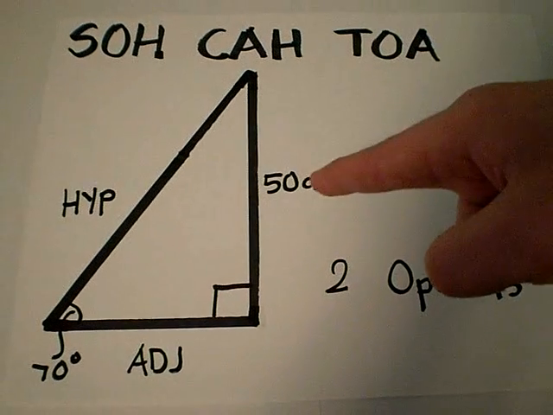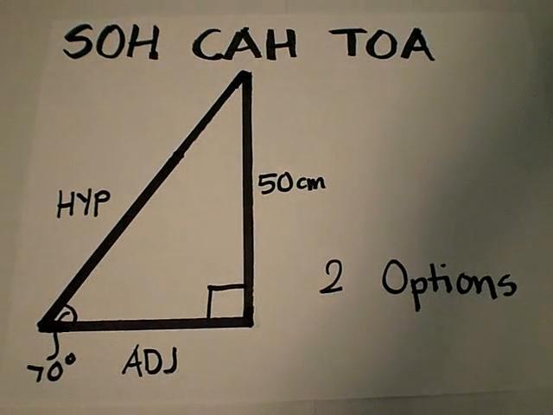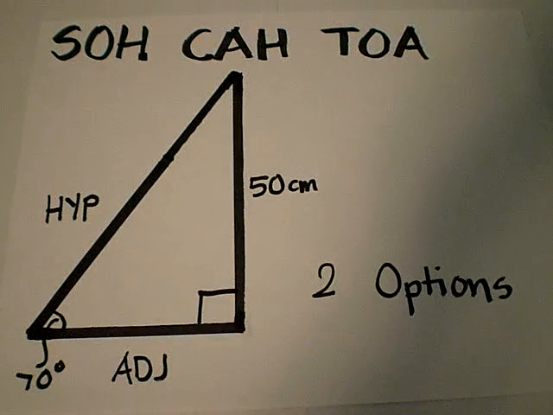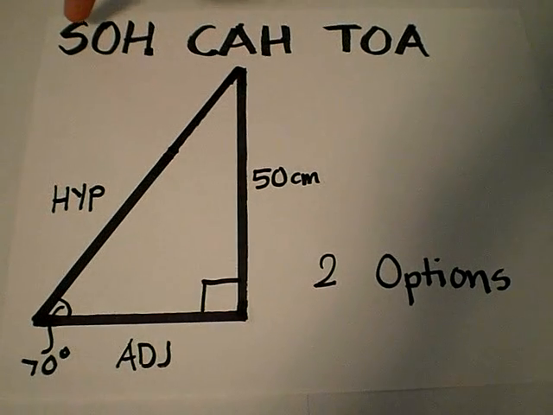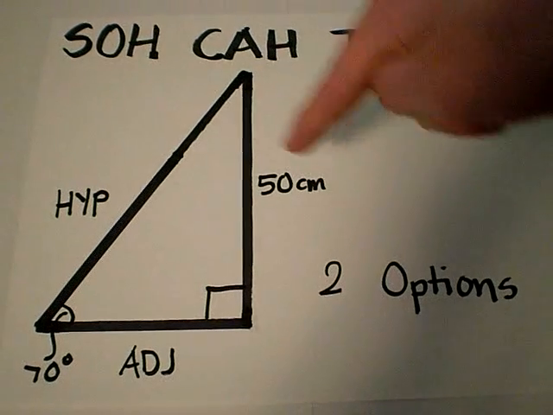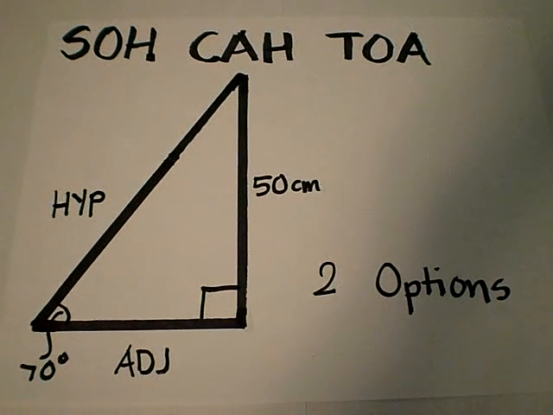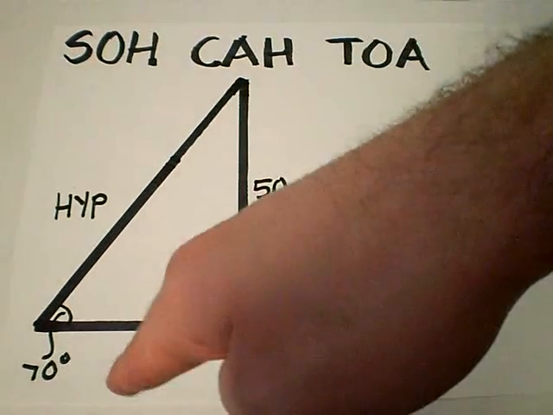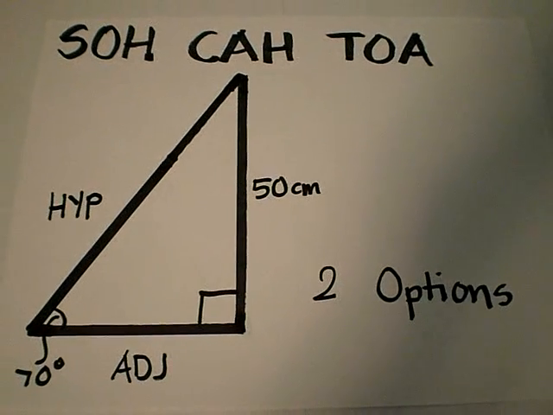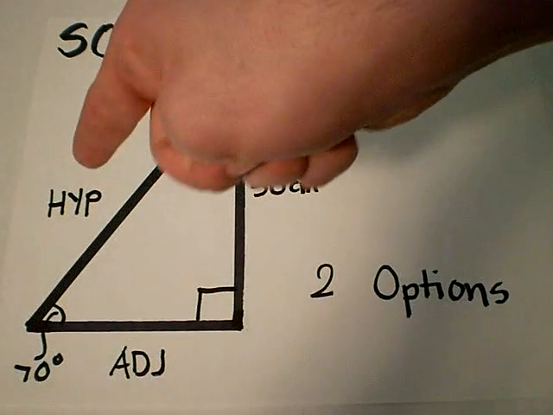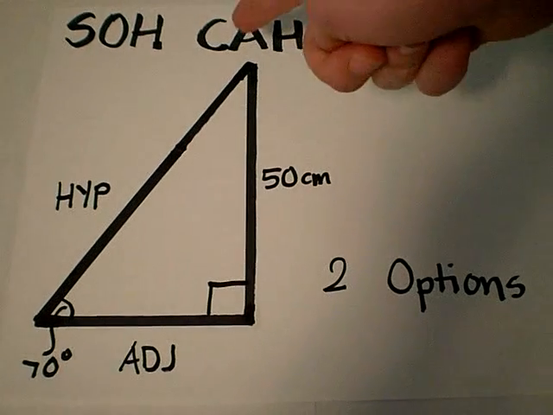And we also observe the opposite side being 50 centimeters. Now, in this specific scenario, we have two options. We can either use sin, because dividing the opposite with the hypotenuse will result in an answer, or we can use tan, dividing the opposite with the adjacent will give us an answer. But we cannot use cos, because dividing the adjacent with the hypotenuse will not produce an answer. There simply isn't enough information to use cos.